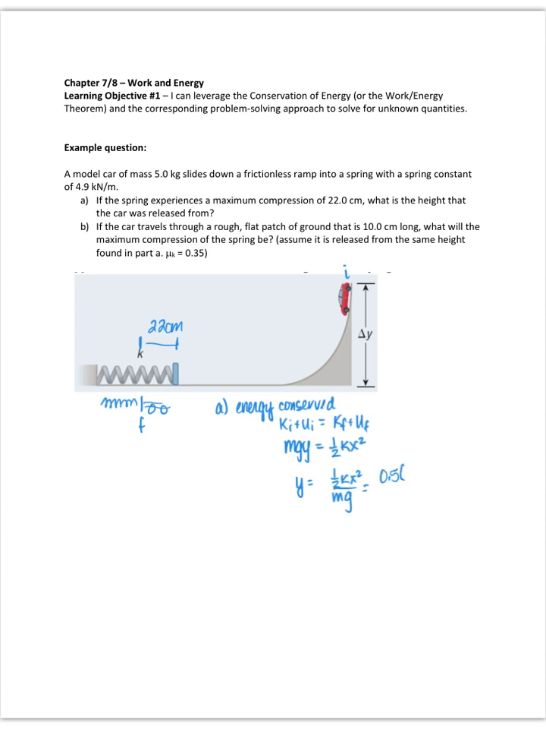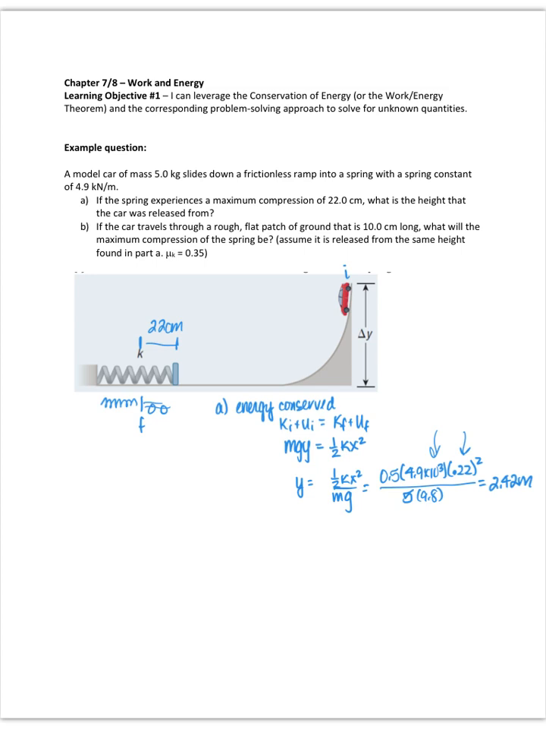Now, some things we have to be careful of. The K was 4.9 kilonewtons, so it's 4.9 times 10 to the third. And the compression was 22 centimeters. We have to change that into meters. So there were two values here. We had to be careful about the units, the K and the X. Divide by the mass. The mass of this car was 5 and 9.8. This gives us a Y value of 2.42 meters. So it was pretty high, but that's okay.